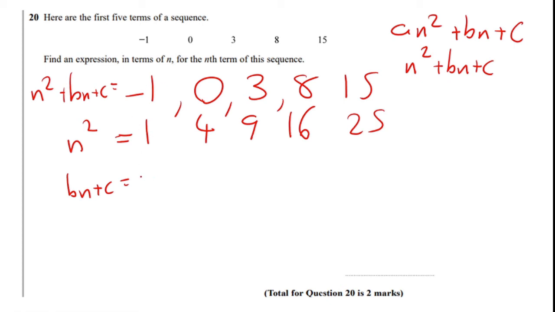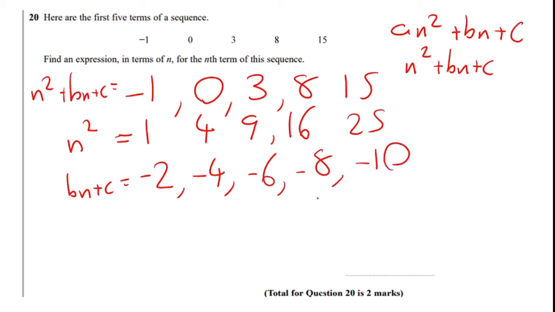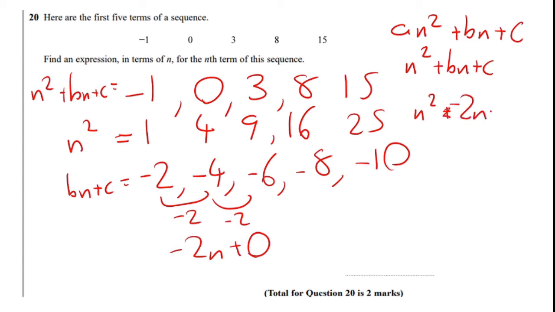-1 minus 1 is -2. 0 minus 4 is -4. 3 minus 9 is -6. 8 minus 16 is -8. And 15 minus 25 is -10. Now if you look at this, you've got a linear sequence. I've got a difference of -2, so I know this is going to be -2n plus 0. So b must be -2 and c must be 0. So I've got the sequence as 1n squared minus 2n plus 0, which is n squared minus 2n.